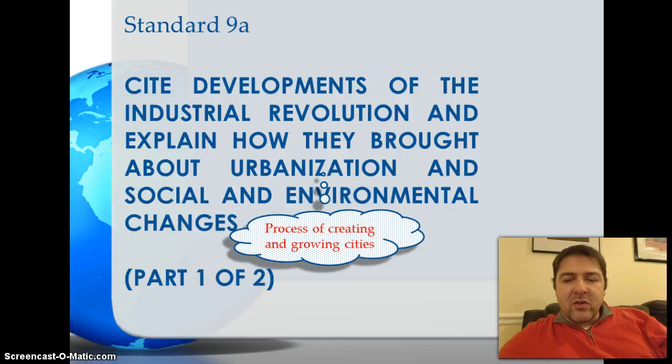By urbanization, we're talking about the process by which cities grow and develop, how areas go from being non-city country areas to being developed city areas.